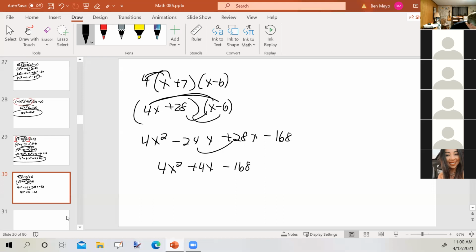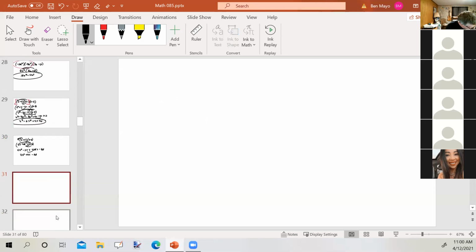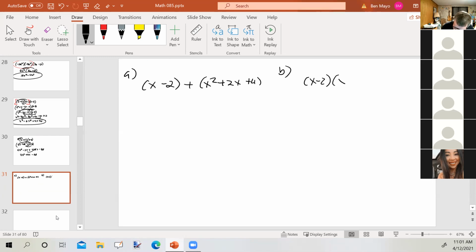Okay, let's see here. Let's take a look at some lookalikes, as they are called. So we've got part A and part B. Part A is x minus 2 plus x squared plus 2x plus 4. Part B is x minus 2 times x squared plus 2x plus 4.